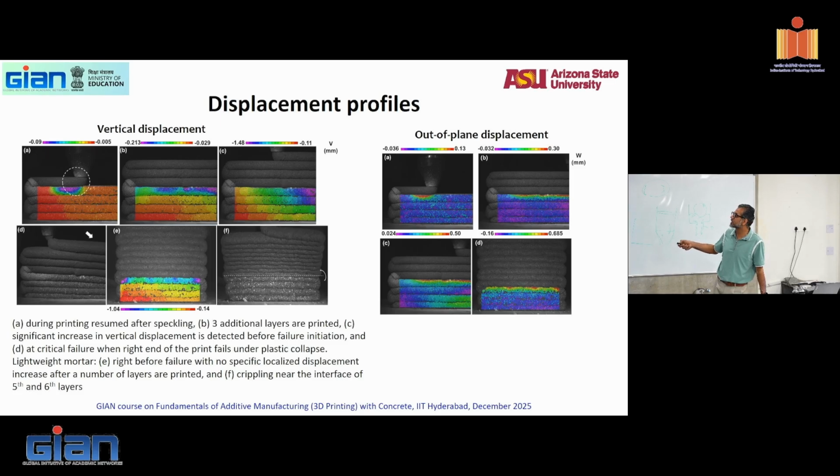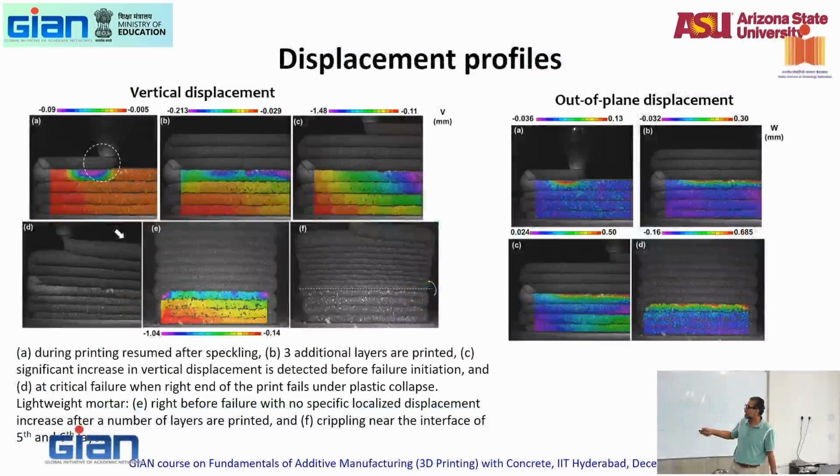Much higher strains detected in this area before failure. This is a critical failure when the right end of the print falls. You can see that. And then this is for the lightweight motor. If you look very closely here, you can see the print failing, crippling near the interface of the 5th and 6th layers.